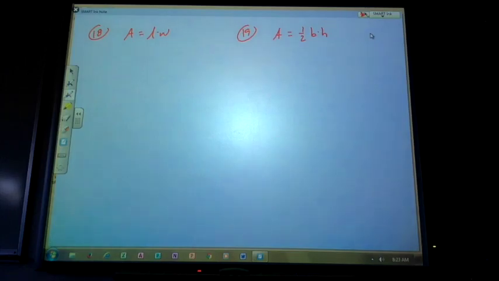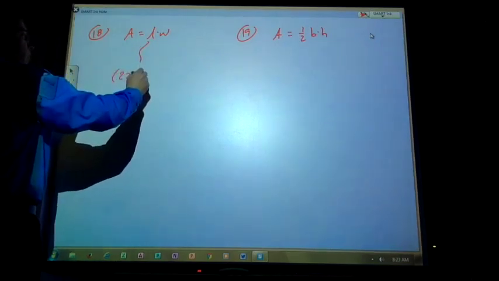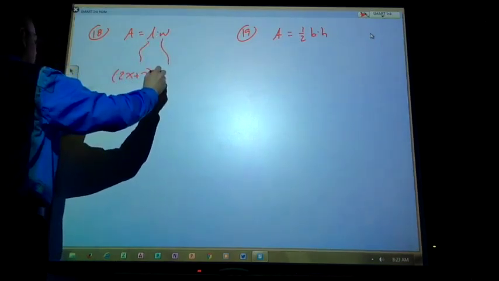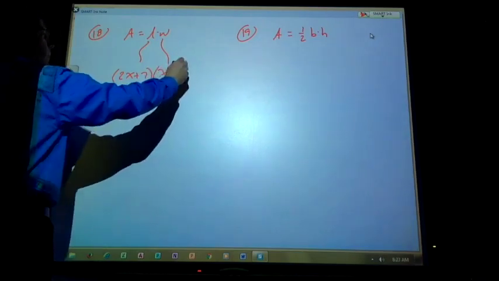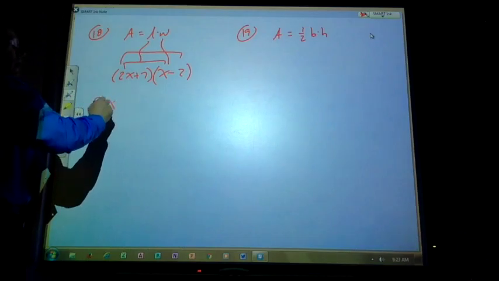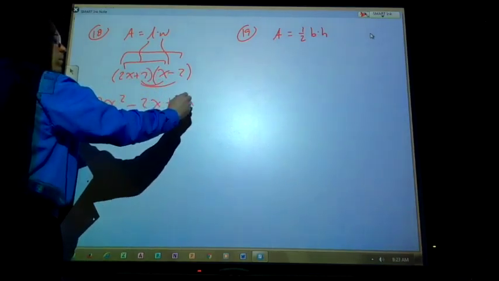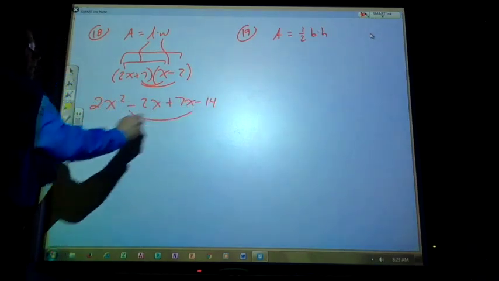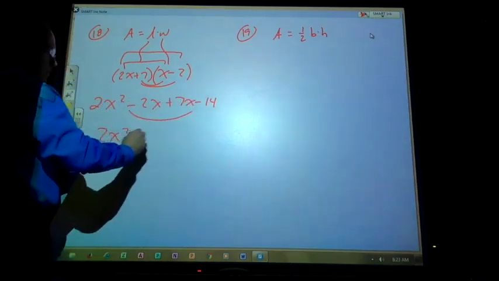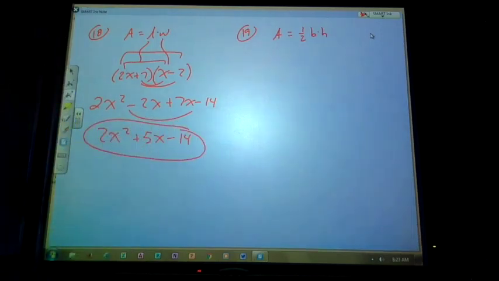Okay? All right, so the length on number 18, they're telling us is 2x plus 7. The width, they're telling us, is x minus 2. So if we FOIL these together, we're going to get 2x squared minus 2x, multiply those, combine like terms. And that would be your area of the rectangle in relationship as a polygon.